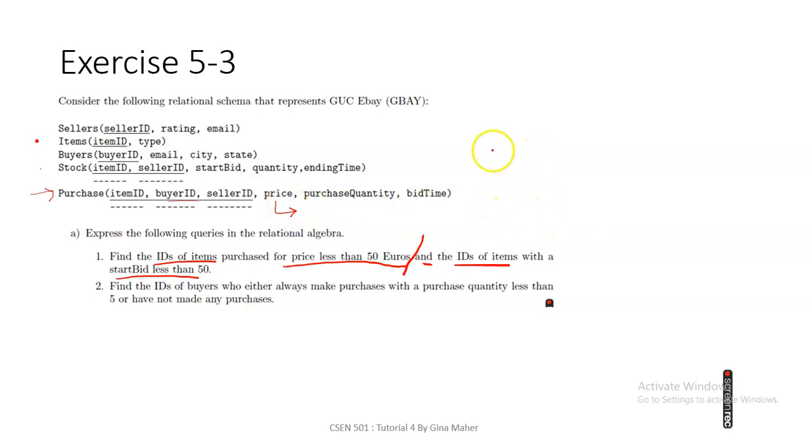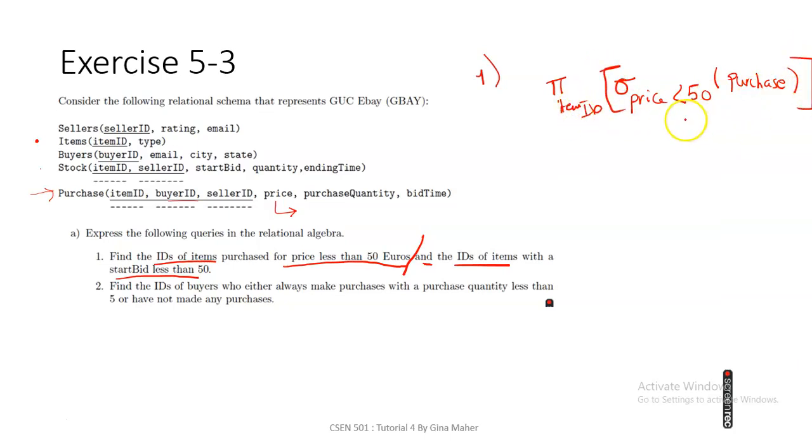So the first part can simply be done as follows: select price less than 50 from purchase. Do we want the whole tuple or a certain piece of info? Actually, we want the item ID, so we can project on item ID. So here we have the output of the item IDs which have a price less than 50, which is the first part of the query. Are we done yet?